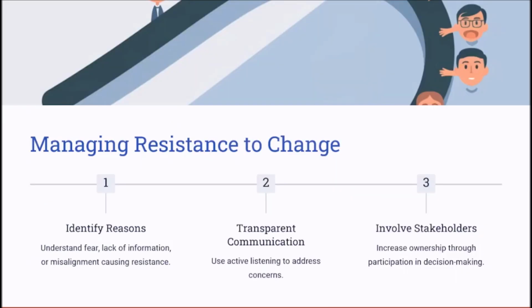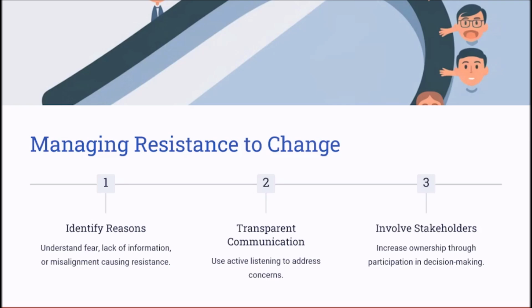Next, let's talk about managing resistance to change when dealing with and engaging with the stakeholders. So resistance is natural in projects, especially when changes impact the processes, roles, or workflows. The best approach is to address the concerns proactively and to provide clarity on the benefits.